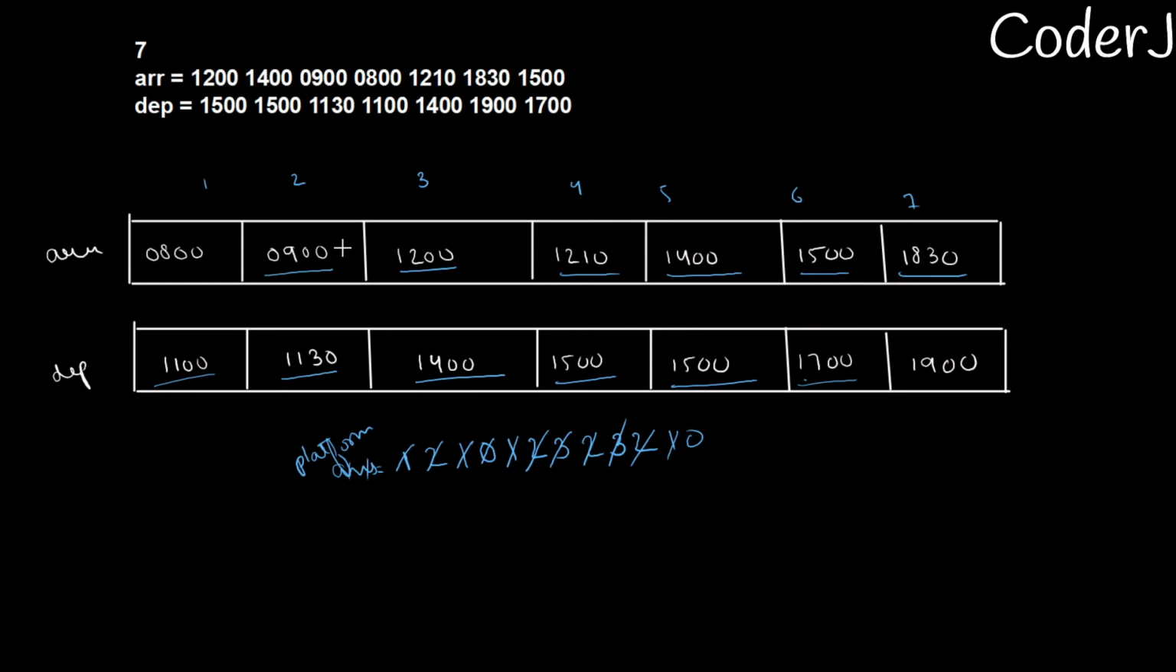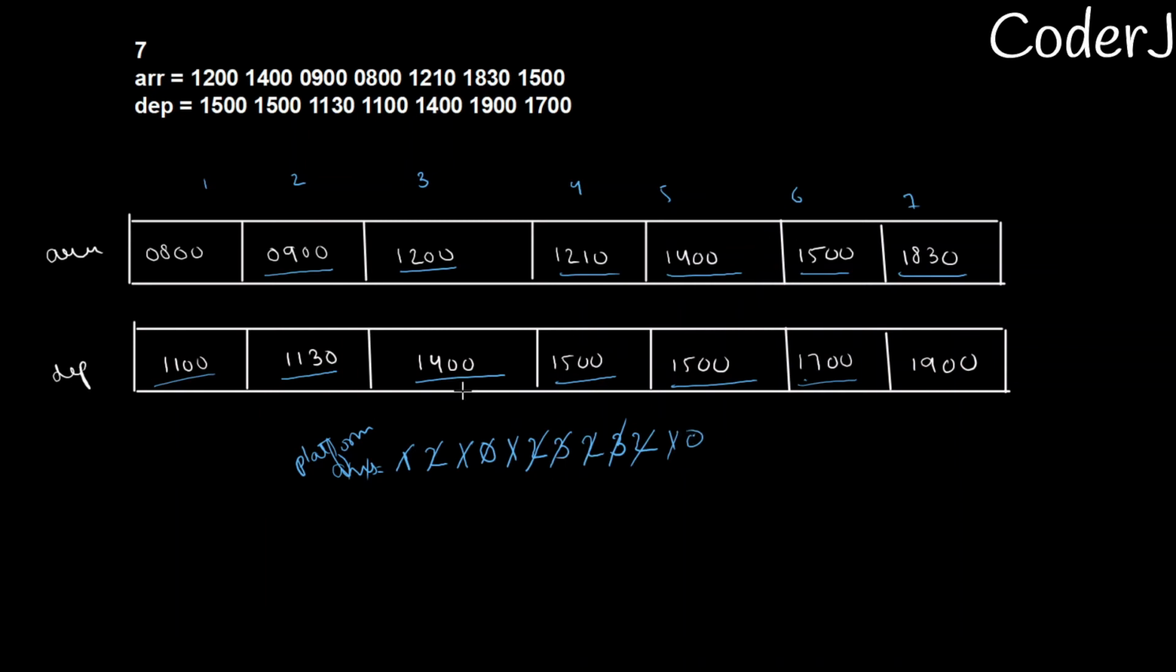Why? Because now you have checked the arrival of all the trains, you have your maximum, you have your answer. You don't need to traverse through the whole departure array. There is no need to do that. Most of the solutions do that, but there is no need. So yeah, we are done with this part.